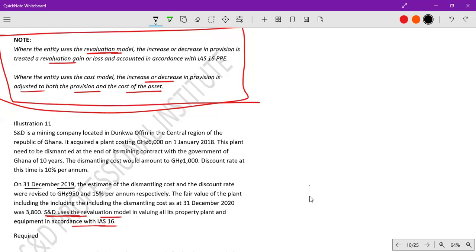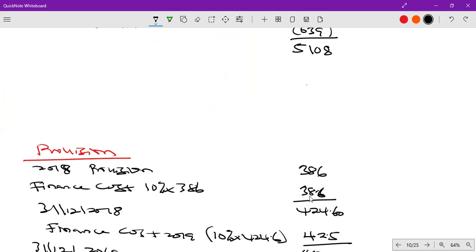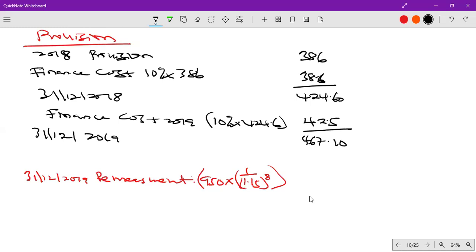So let's go and see what will happen. You said 311. 311. So this is the provision that we should be having. Meanwhile, how much provision do we have in our books? Based on the remeasurement, what is the new provision?